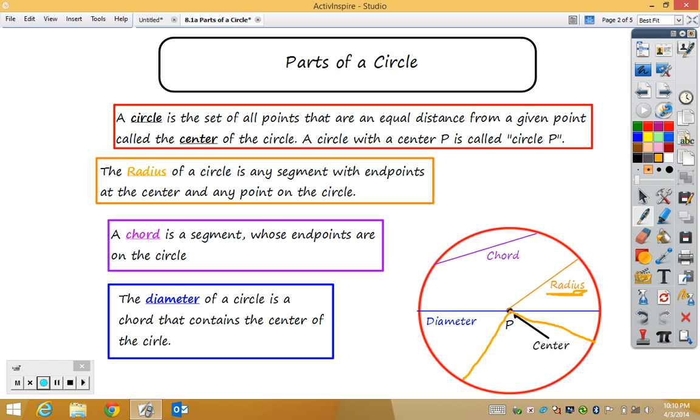A chord is a segment whose endpoints are both on the circle. So we see here this segment goes from one point of the circle to the other. And a diameter of a circle is a chord that contains the center of the circle. So we see it has two endpoints on the circle and it passes through the center point.